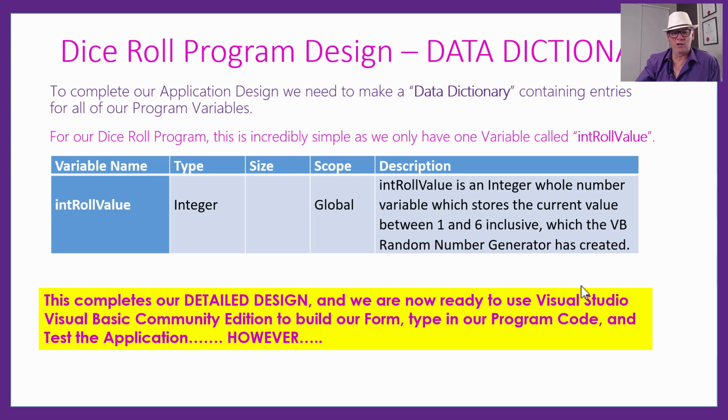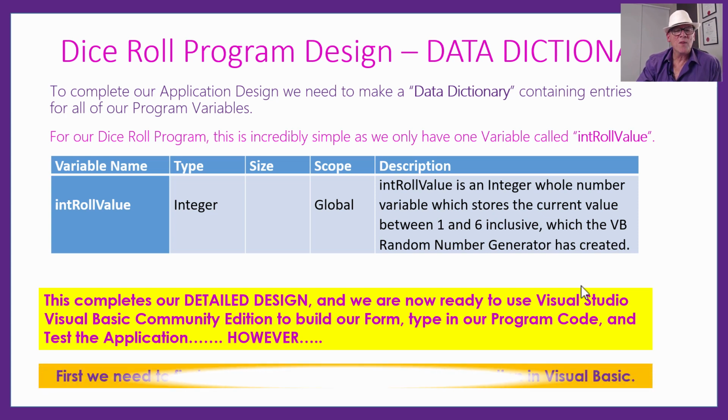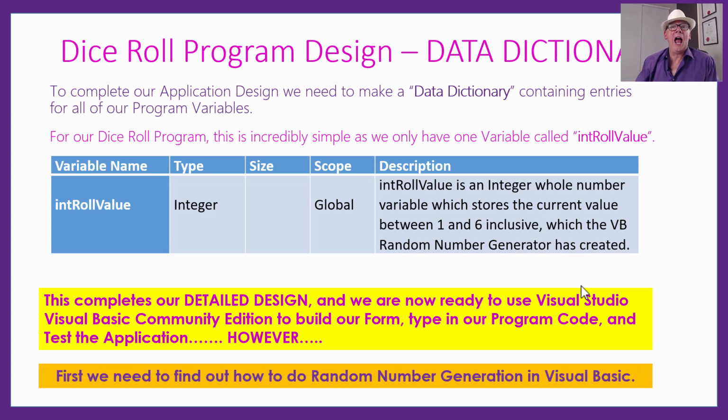However, for this project, there's always a however if you've watched all of our other videos. First we need to find out how do we do random numbers in Visual Basic. So we'll look at that. Then I promise we're finally ready to do coding, the favorite fun bit.